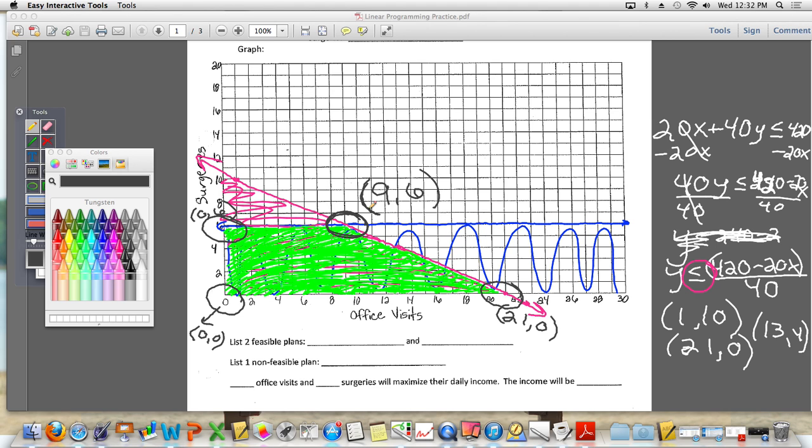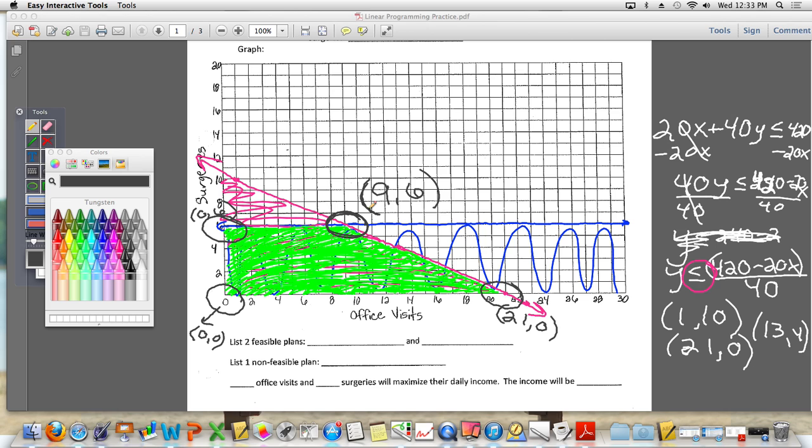Now, read at the bottom of the paper. It says this. List 2 feasible plans. Feasible plans are plans that will work. In other words, that combination has less than or equal to 6 surgeries, and they fit within our 420-minute time that we have available to us. I want someone to give me a feasible plan. In other words, an X and a Y that will work.